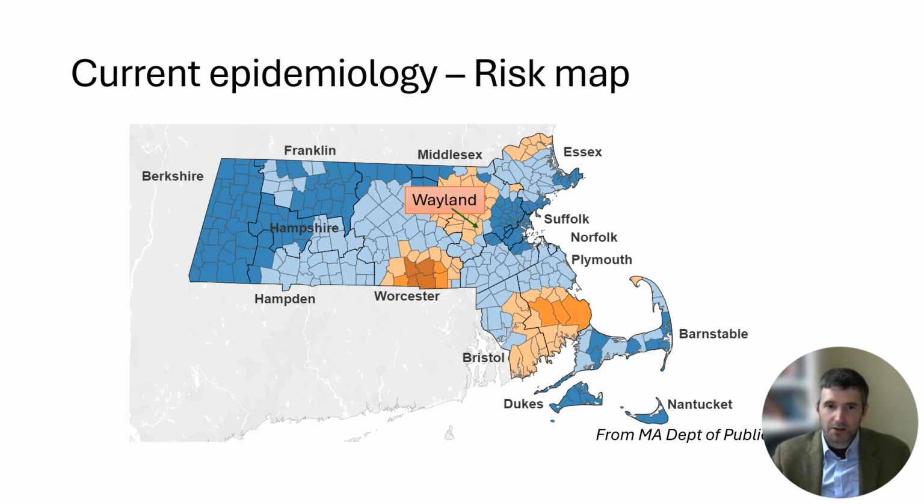Here's a map of the current epidemiology from the Department of Public Health. So the red areas, the more red, or orange I guess, indicate a higher risk of contracting EEE, and this map is derived both from detected human cases but also surveys of mosquitoes. And so you can see Wayland here in Middlesex County, and we're in the light orange, so we're at an elevated risk compared to Boston and much of Massachusetts, but not quite as bad as Worcester.